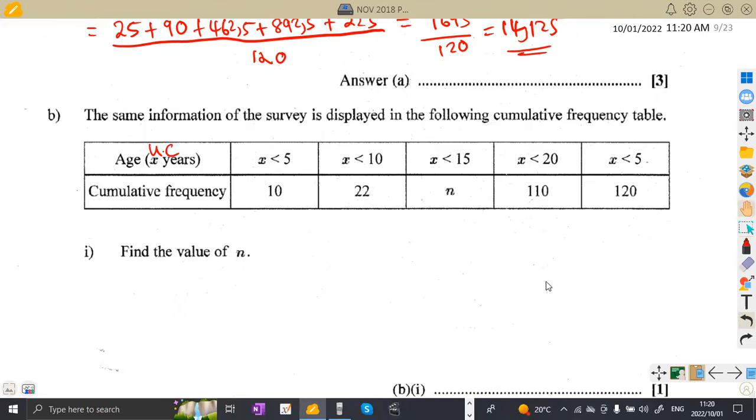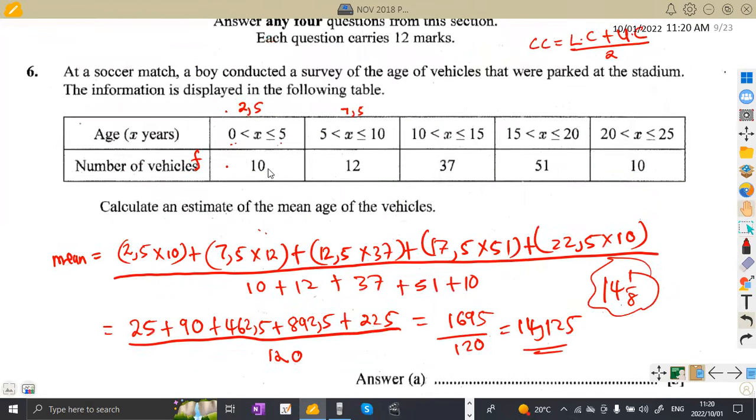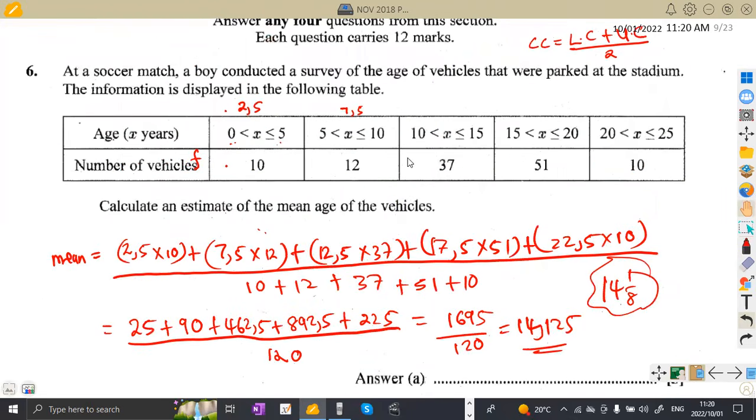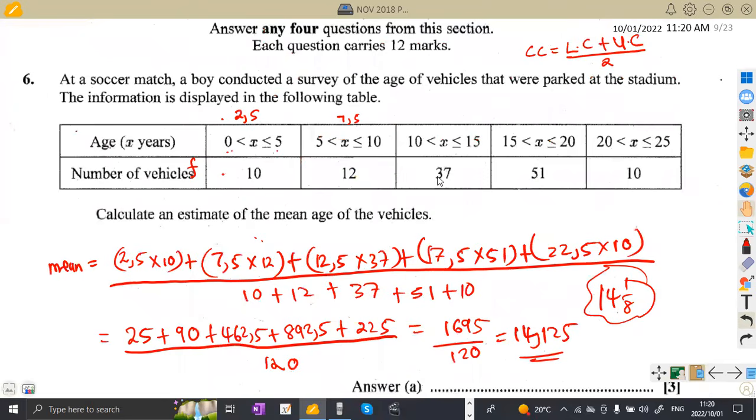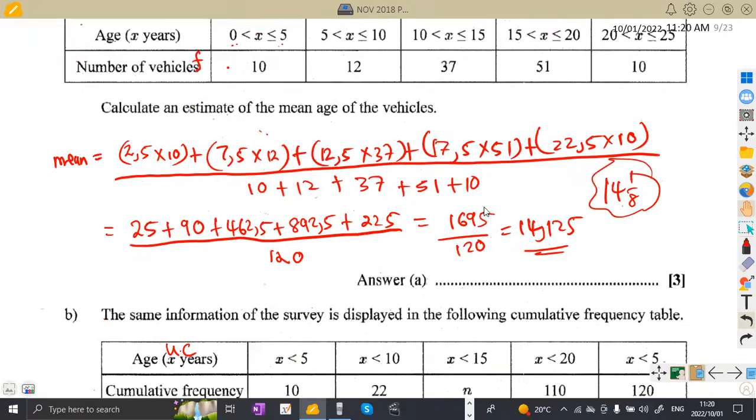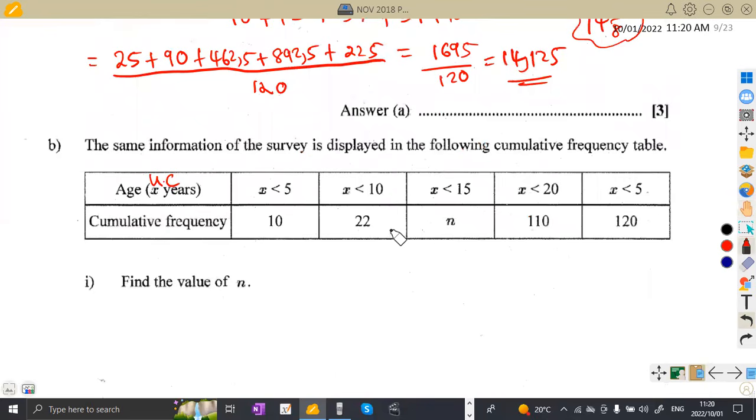So the first frequency here was at 10. So it's 10 plus 12, which is this 22 that we see. To find this n, it is going to be 22 plus the next frequency, which is 37. So this n that we see here is simply 22 plus 37, which is 59. So that was our n here, which is 59.